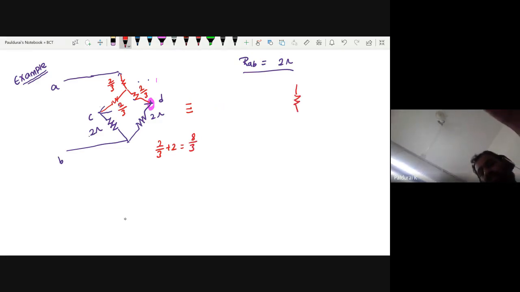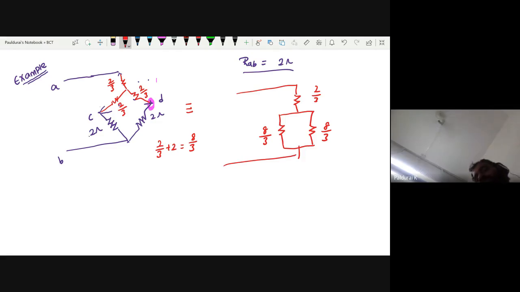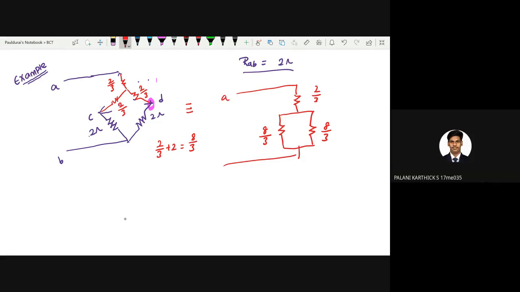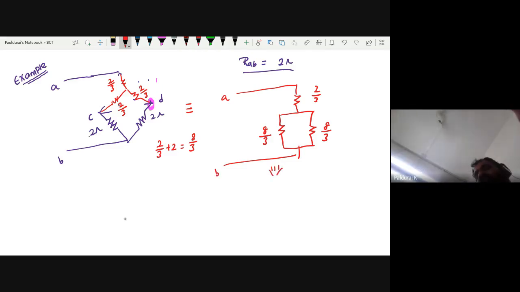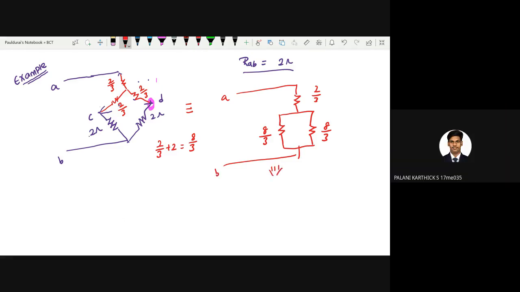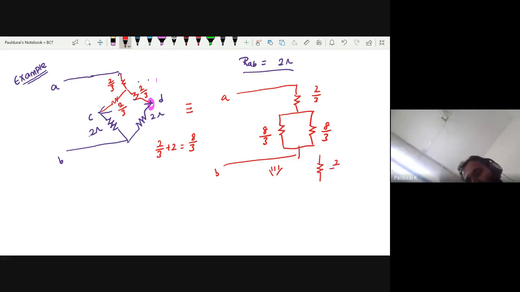How is it connected? First a 2/3, then here 8/3, here also 8/3. Okay, can I draw like this? Now how is the 8/3 connected, series or parallel? Parallel. So what is the equivalent? 4/3. Yes, thank you. So this is 2/3, then this is 4/3.